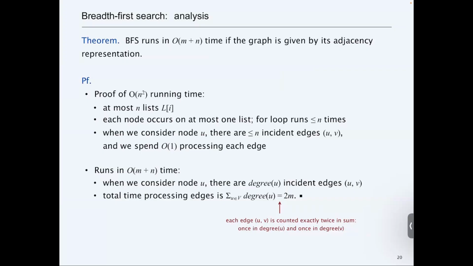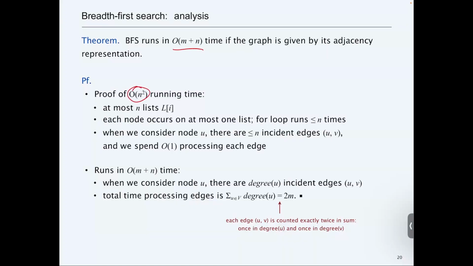So let's do some simple analysis of breadth first search. The theorem that we have here is that breadth first search runs in big O of m plus n time if the graph was given by its adjacency list representation. So the first thing that we're going to see here, the first proof, is a very straightforward, although weaker, runtime analysis for breadth first search. And this is going to give us an n squared running time.